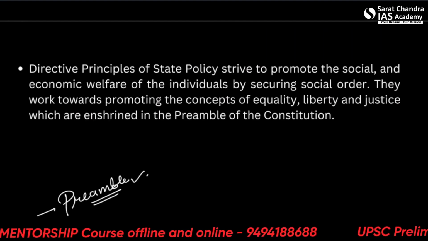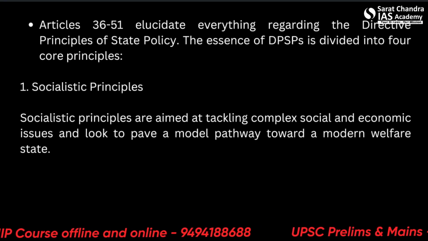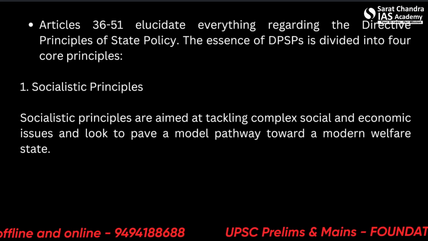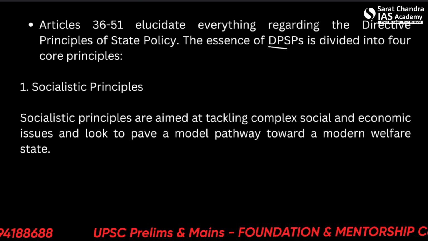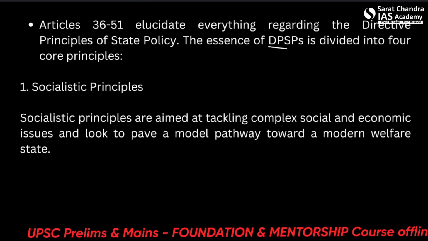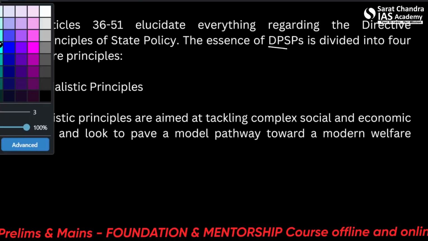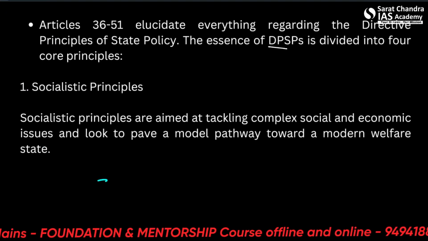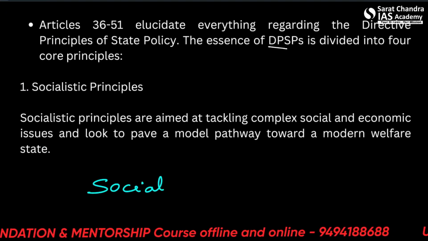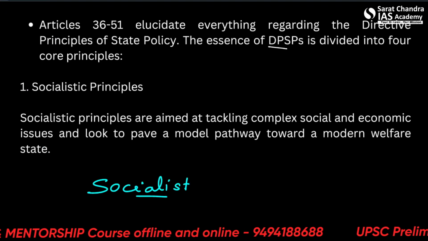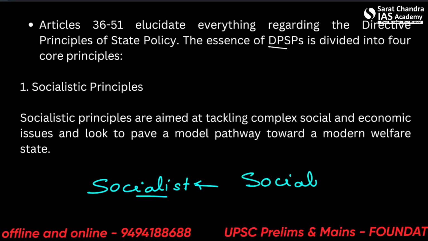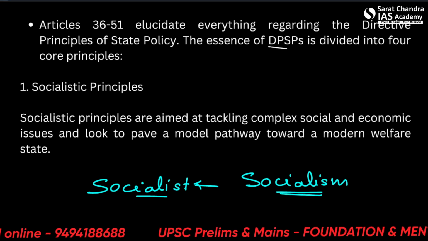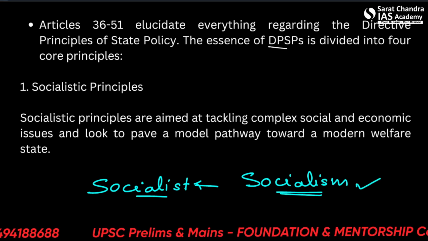So Article 36 to 51 elucidate everything regarding the DPSP. The essence of DPSP is divided into 4 core principles. The first one is socialistic principles. So we had this word in our preamble that India will be a socialist state. So DPSP tell us that what kind of socialism is this?